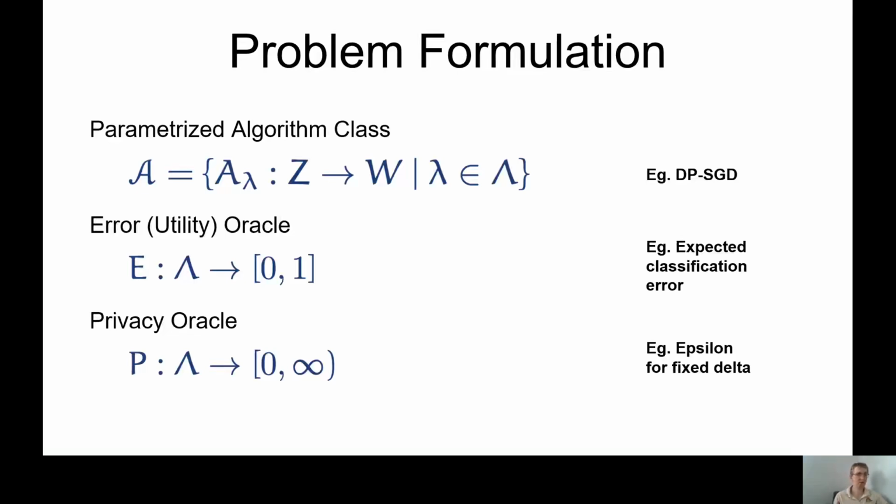For this, we have a utility oracle. We also have a privacy oracle that returns a number between 0 and infinity, and that is the privacy measure for a given lambda, epsilon in case of the definition of privacy. I'm going to assume here that I have utility and error oracles in place, but later in the talk we'll go a little bit into a discussion of how they could be implemented.